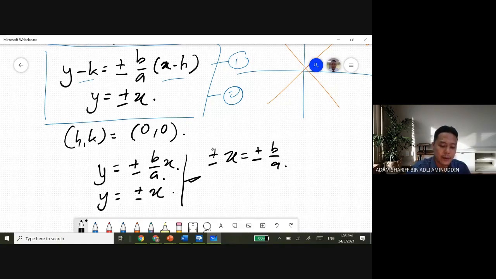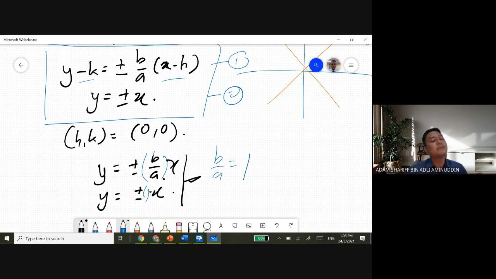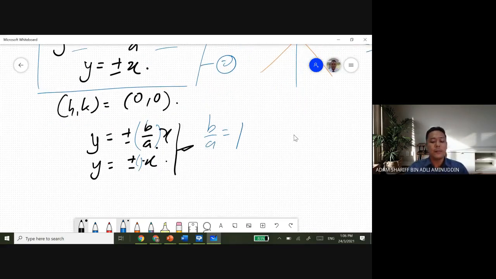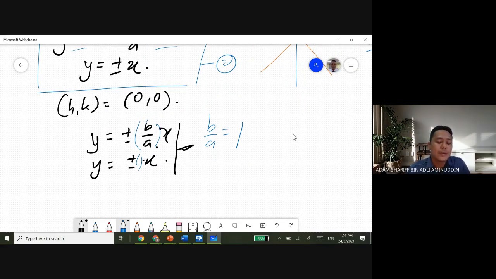Saya lupa bawa turun. Sekejap saya padam. When we compare b over a ni, this b over a is equivalent to a silent, invisible one there. Still, b and a could be anything, but one thing for sure, a equals b. Sebab tu Lo bagi jawapan tadi a dengan b tu sama, kalau korang perasan.